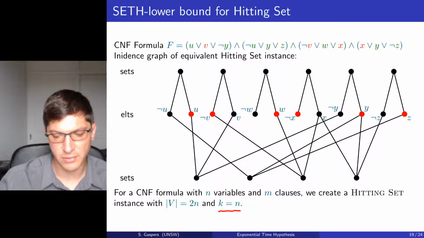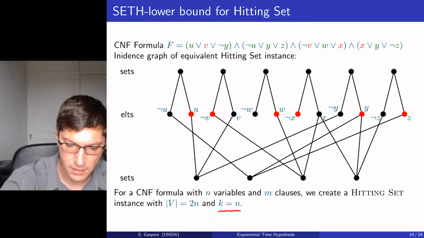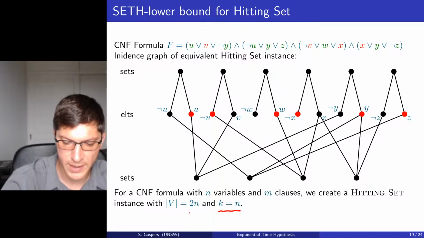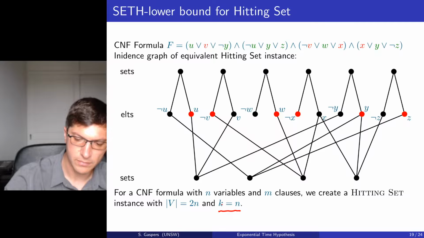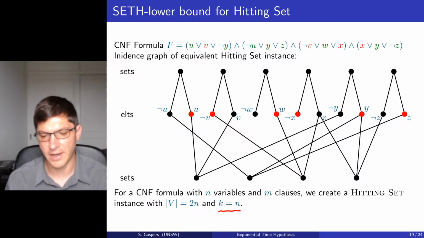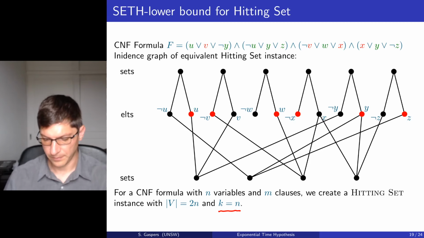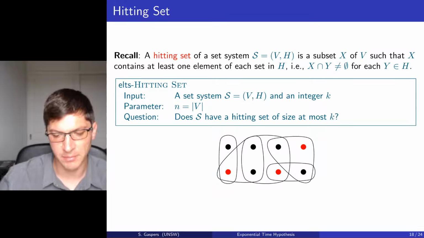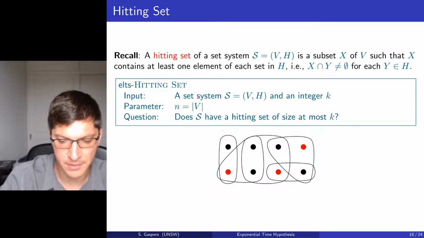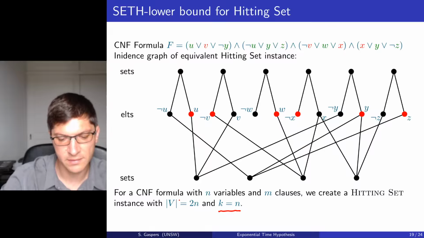Okay, so now for a CNF formula with n variables and m clauses, we have created a hitting set instance whose number of elements is twice the number of variables of the CNF formula, and k, the size of the hitting set that we need to find, is equal to the number of variables of the formula. So which parameter were we interested in? So it was n, the number of variables, the number of elements. So the number of elements of the hitting set instance is 2n.